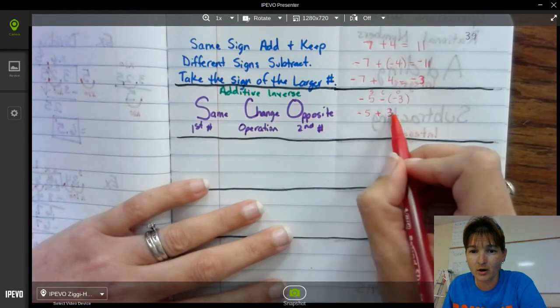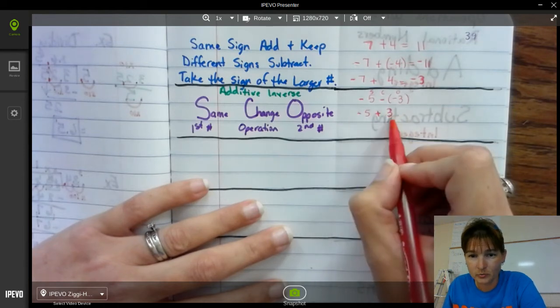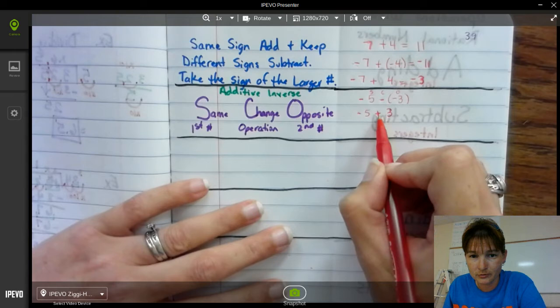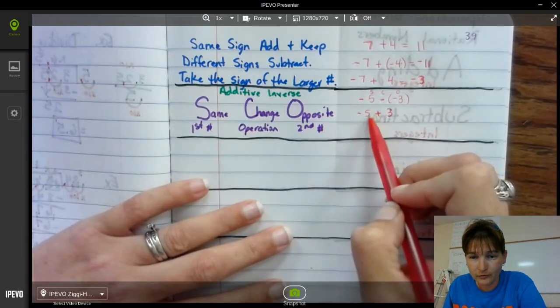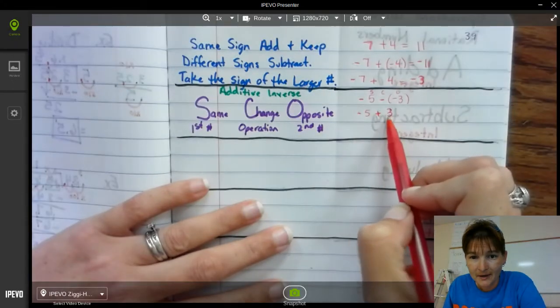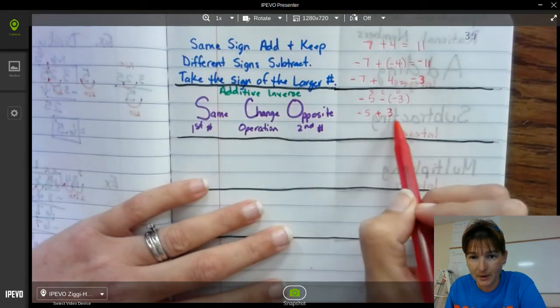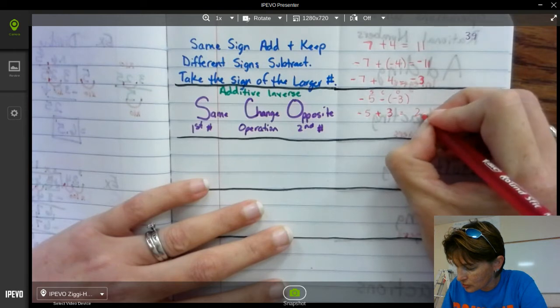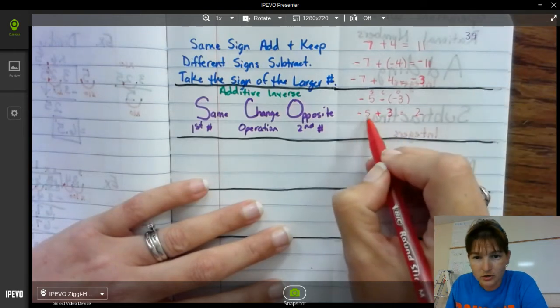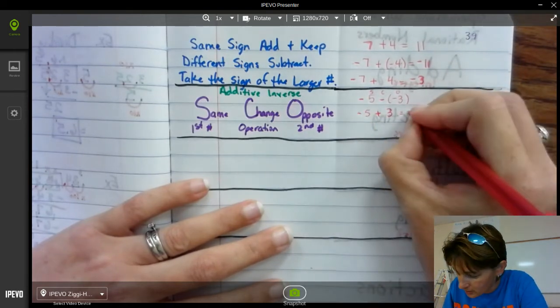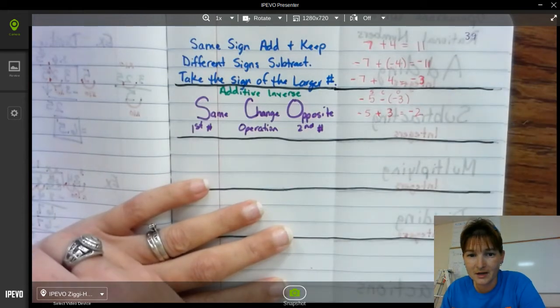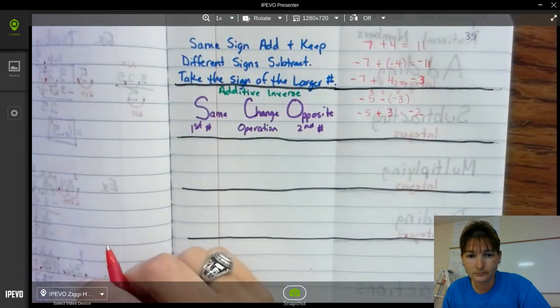All right, now that we have our additive inverse, we can use our adding rules like above to solve for a negative 5 plus 3. These are different signs, so we want to subtract our numbers. 5 minus 3 is 2, and then take the sign of the larger number, which is negative, and so we have an answer of negative 2.